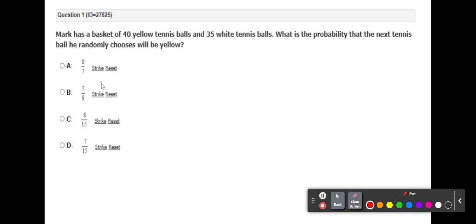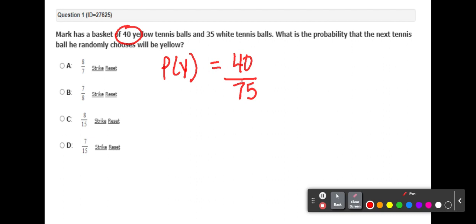Mark had a basket of 40 yellow tennis balls and 35 white. What's the probability that the next tennis ball he chooses will be yellow? So we're looking for the probability of getting yellow, which means we need a fraction. There are 40 yellow out of the total amount of tennis balls. You've got to add those together to get 75. And then you have to look at both of these numbers and think, I've got to simplify.